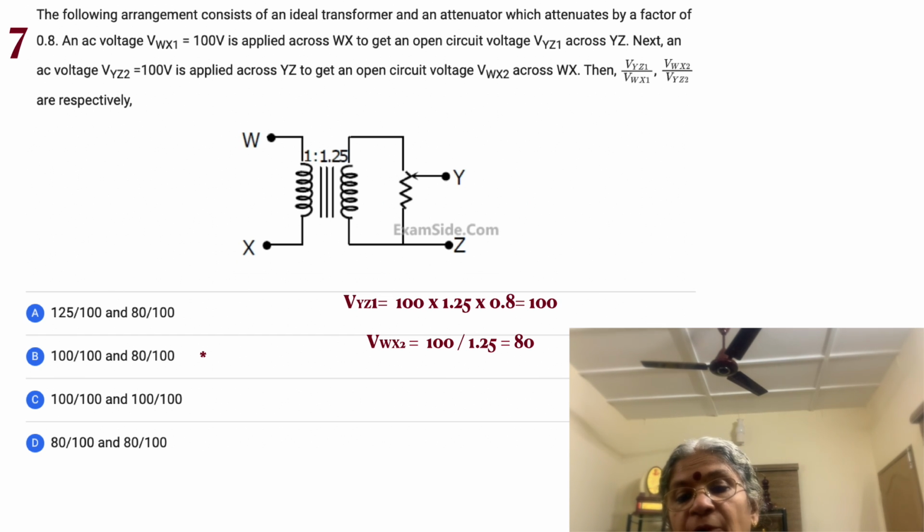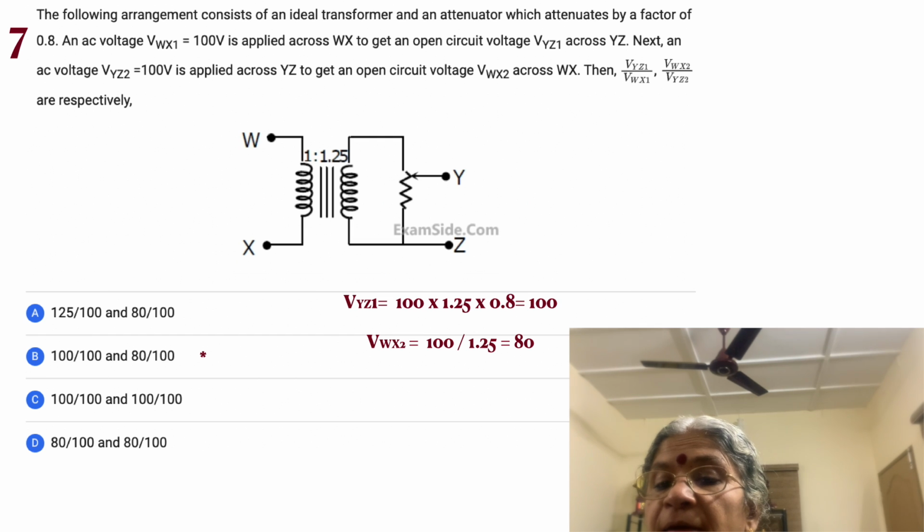On the other hand, if you apply a voltage to Yz, it becomes available across the secondary winding, and then using the transformer ratio, it's available across the primary. That 0.8 doesn't figure. That's all. Okay, let's see what is required. An open circuit voltage Vwx2 across Wx gets a voltage because of the transformation.